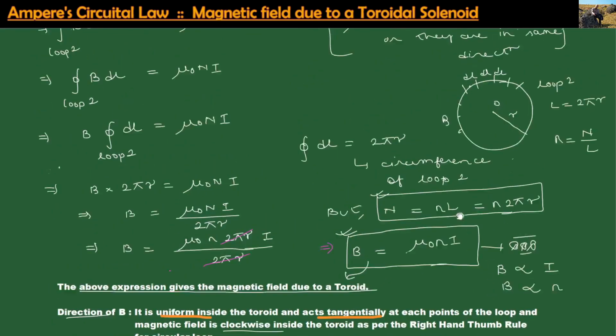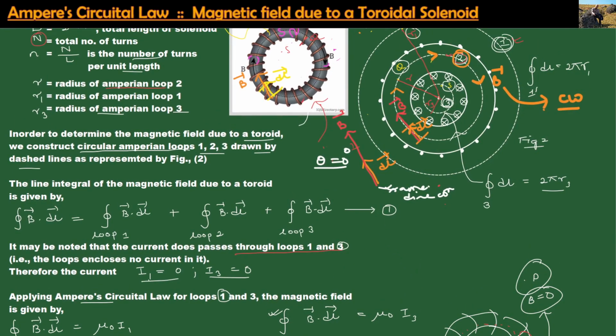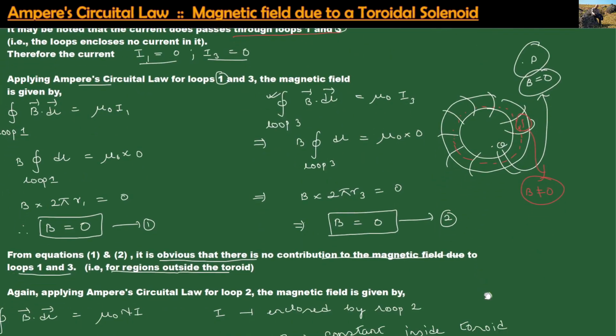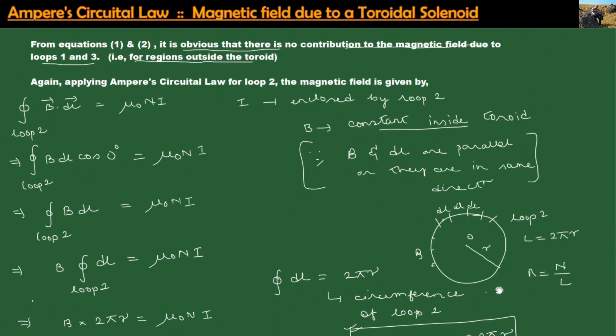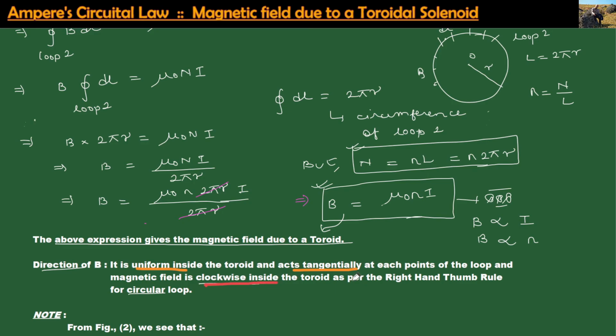Why does it act tangentially? I have discussed it very carefully. At this particular point, it acts like a tangent. Even if I consider this point as dl, that will be the direction of dl. So what will be the magnetic field at that point? Again I have to draw a tangent, so that will be the direction of dB. So at each point within the toroid, the magnetic field will always act tangentially, and it is clockwise in nature, and you can determine that by the right hand thumb rule for circular loops.